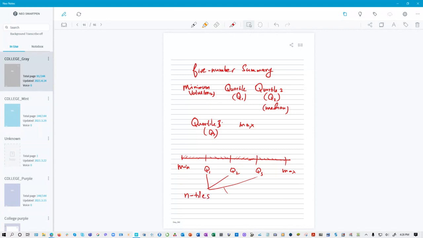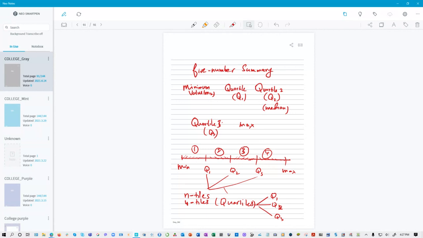See, we use that one, n-tiles. Then if you have 4-tiles, 4-tiles means quartiles. 4 means quarter. What are the quartiles? Q1, Q2, Q3. Actually, these are the quartiles. The numbers that do that kind of separation are sometimes called quartiles as well. Those are the dividers, Q1, Q2, Q3.